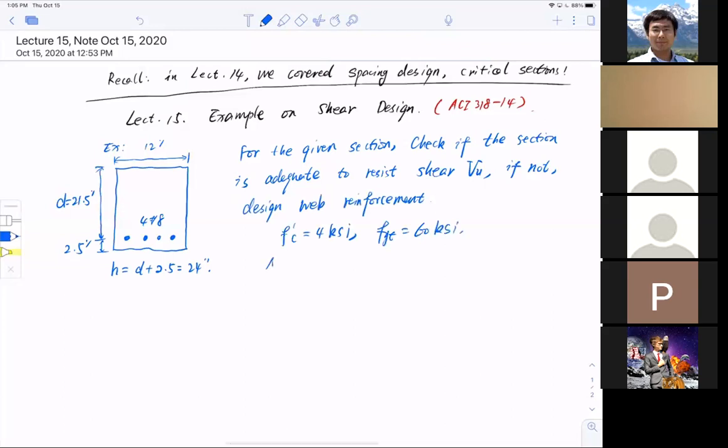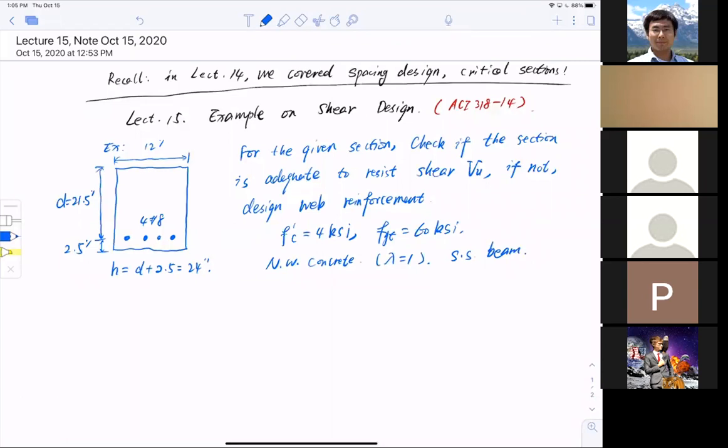And to remind you, normal weight concrete. This is a little bit new. Normal weight concrete means lambda equals 1. All right, and a simply supported beam.